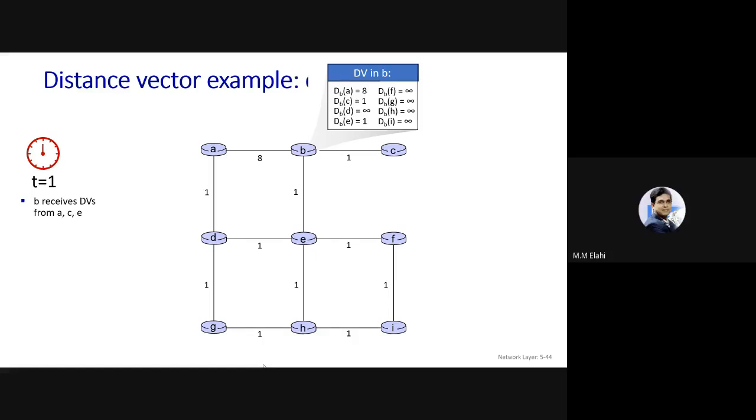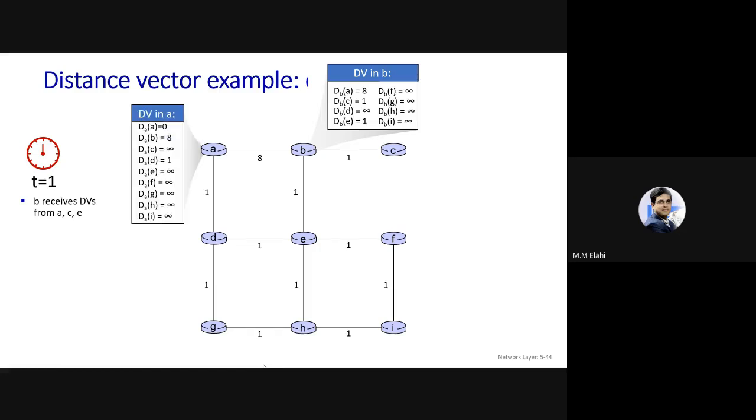So you can see neighbors: dB to A is 8, dB to C is 1, dB to E is 1, and dB to B definitely 0. All other nodes are not specified, so B has infinite value because there is no direct connection. So this is the initial distance vector of B. Now we will see at t equals 1, at step 1, how B updates its own table.